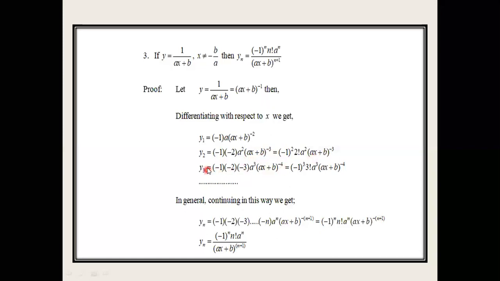Now similarly we can find y3, means this -1, -2, power कितना है -3, a square, ax plus b का डेरिवेटिव a, तो a square into a हो गया a cube, and this (ax plus b) raised to power -3 का डेरिवेटिव हो गया -4. Now you can also simplify the term. -1 means it becomes -1 whole cube. 1 2 3 means it is simply 3 factorial, a cube का term as it is, (ax plus b) raised to power -4. Okay, now in general, continuing in this way, we can find out the nth derivative.